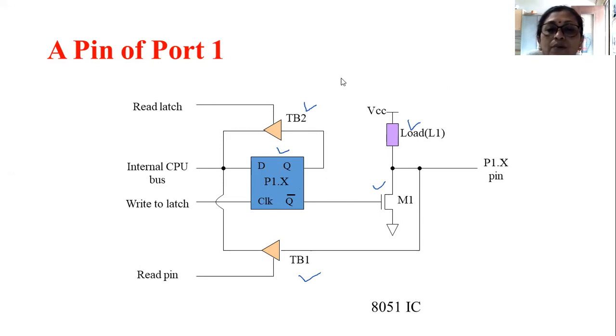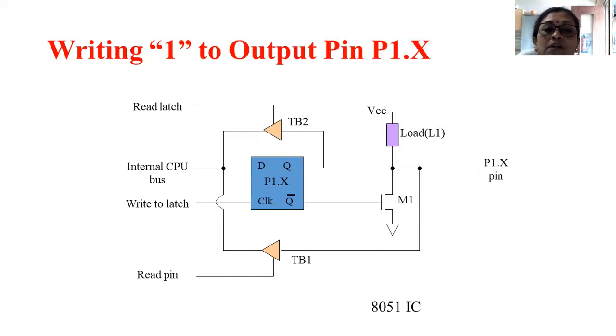Okay. So today we will be seeing how to read from the port pin and how to write on the port pin. Reading from the port pin means CPU is receiving the data, and writing to the port pin means CPU is sending the data. So this concept you should know. Okay. Now first we will see how to write 1 to the output pin.